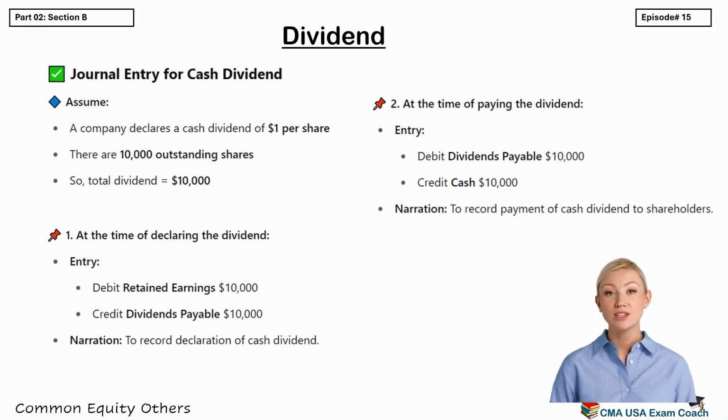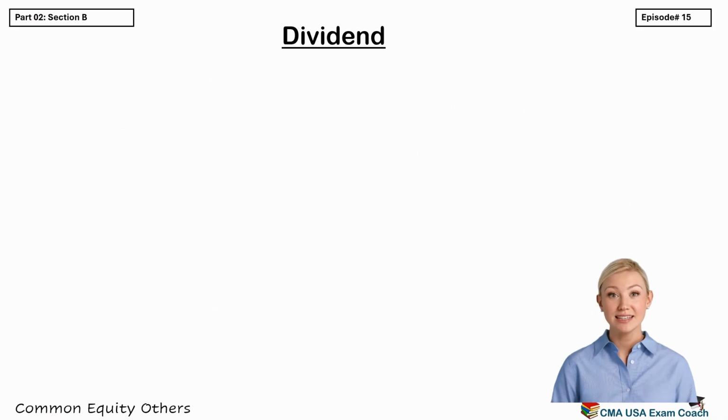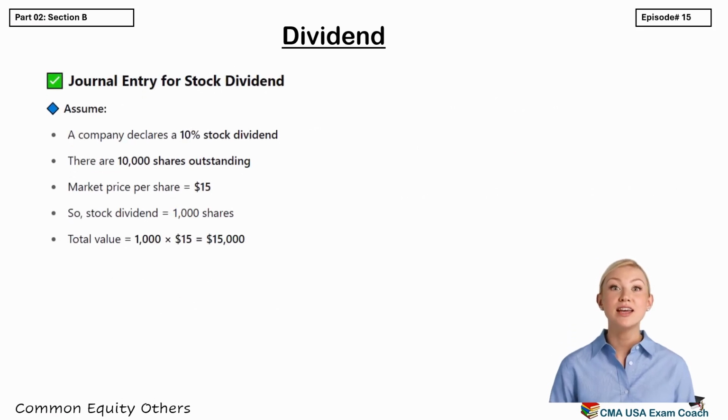Now, let's look at stock dividends. Let's say a company declares a 10% stock dividend. It has 10,000 shares outstanding. That means it will issue 1,000 new shares as a dividend. Assume the market value per share is $15. So, the total value of the stock dividend will be 1,000 shares multiplied by $15, which equals $15,000.